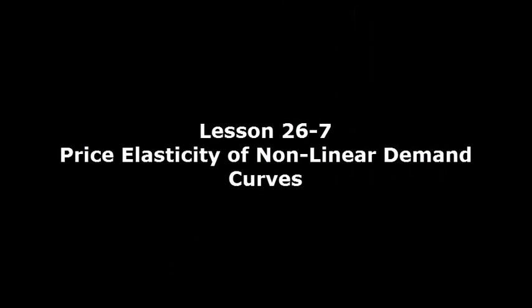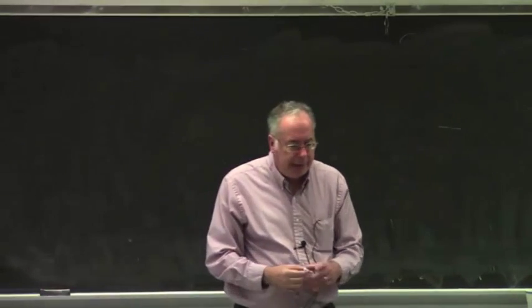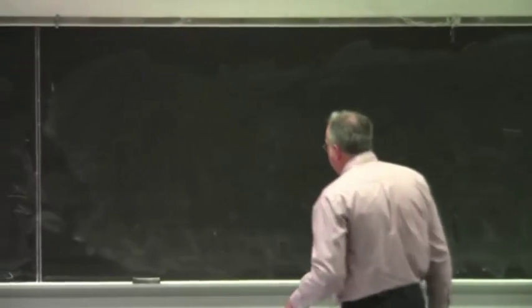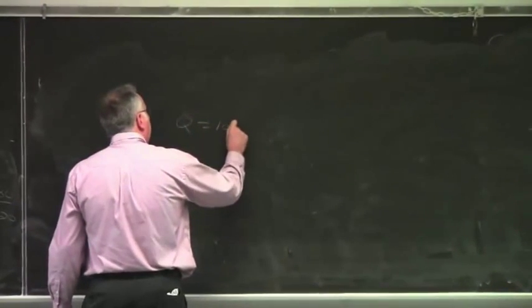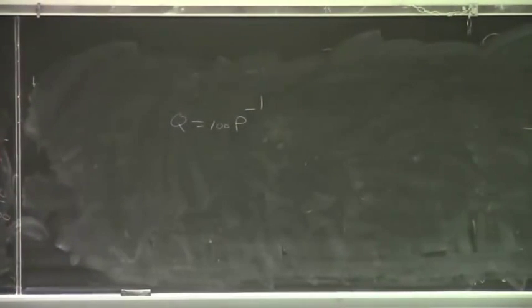Let me give you another example of calculating the price elasticity of demand. In this example right here, we had a simple linear demand curve. Along a linear demand curve, the price elasticity is going to be different at every point. Suppose we had a demand curve that looked like this: Q equals 100 times P to the minus 1 power. And I ask you, for this demand function, calculate the price elasticity of demand.